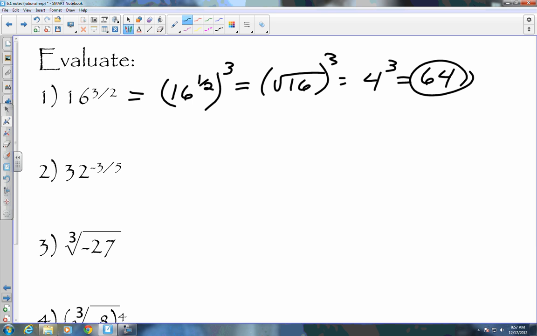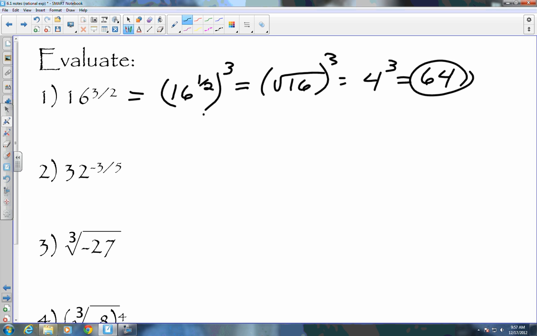Wait, so what did you do with the 3/2? Drop it? No, I decomposed it. I took it apart. 16 to the 3/2 is the same as 16 to the 1/2 raised to the 3rd power. I just broke it into its 2 different parts. So you always break it, you're going to have it as improper fractions. If it was 5/2, it would be 16 to the 1/2 and then to the 5th on the outside.